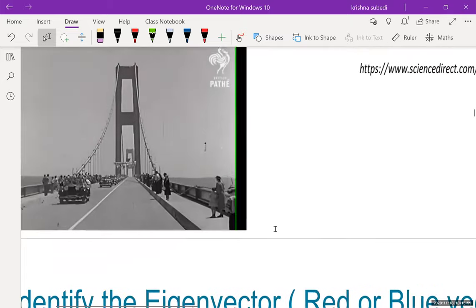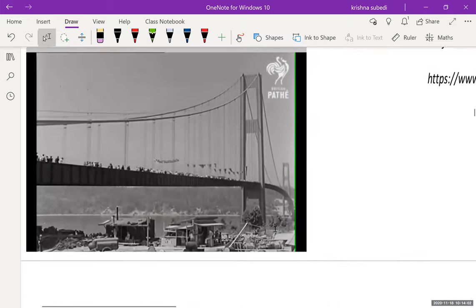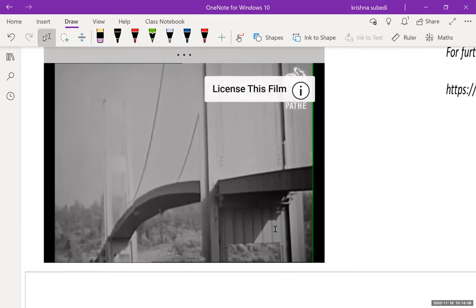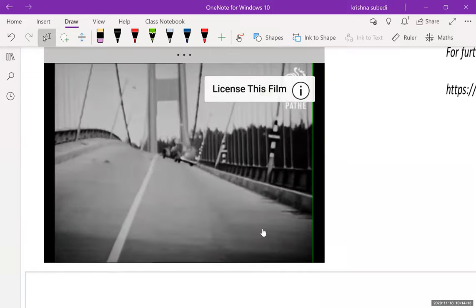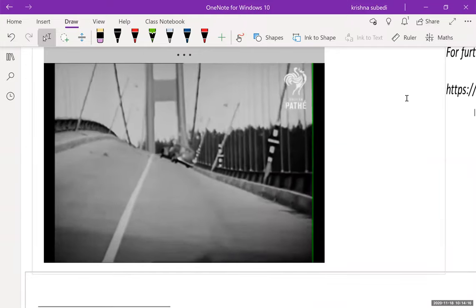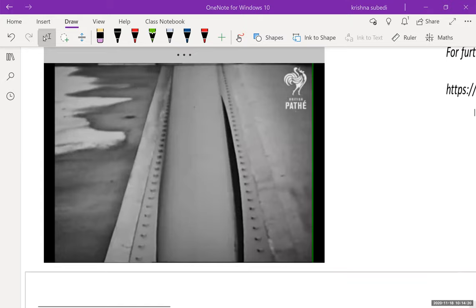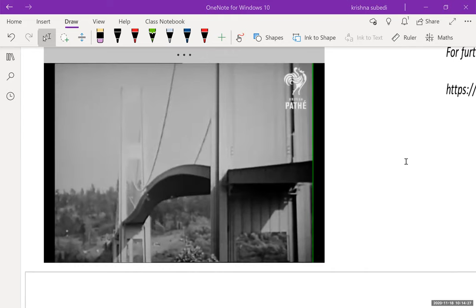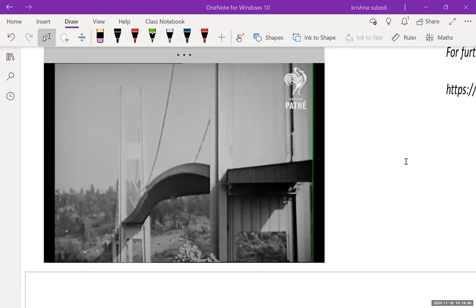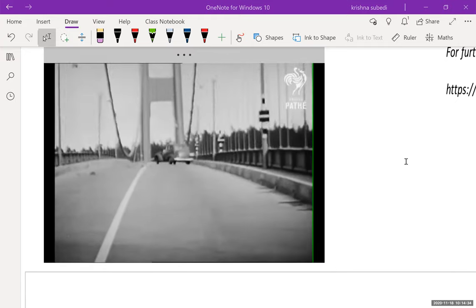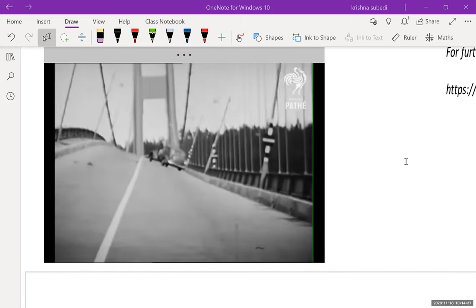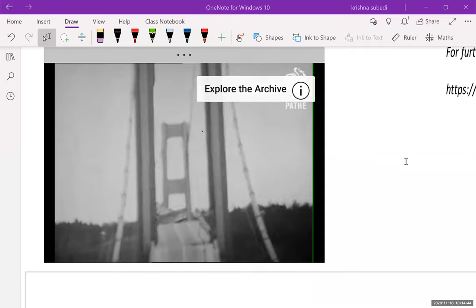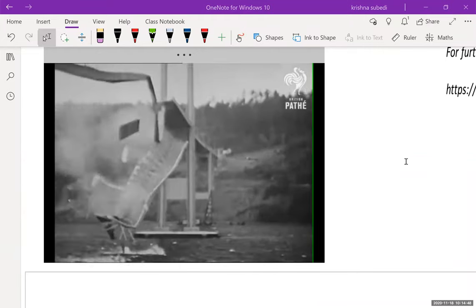Tacoma Bridge, Washington, opened only a few months ago, was built at a cost of over $6 million. But misfortune overtakes the great structure. These are some of the most amazing pictures ever recorded by a newsreel. The actual collapse of the world's third largest suspension bridge. A 25-mile-an-hour wind is blowing, but this apparently sets up a rhythmic swinging of the bridge, which increases with each swing. Finally, the swinging road and the suspension cables give way and plunge into the water below.